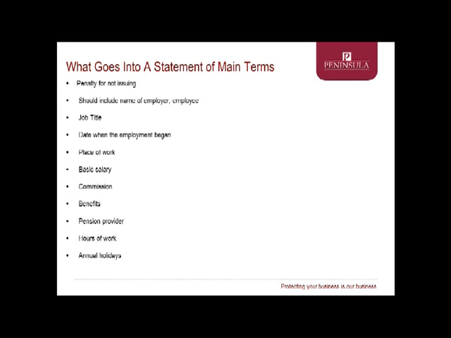The statement of main terms really should include the name of the employer and the employee, okay? And it will say when the employment began, and it will also mention previous employment that counts as part of continuous employment. It'll mention the job title, the place of work and the date when the employment began. It will talk about the basic salary, and commission, if applicable to staff, and also how that's paid. It will talk about the benefits, like a company car, private health cover, etc.